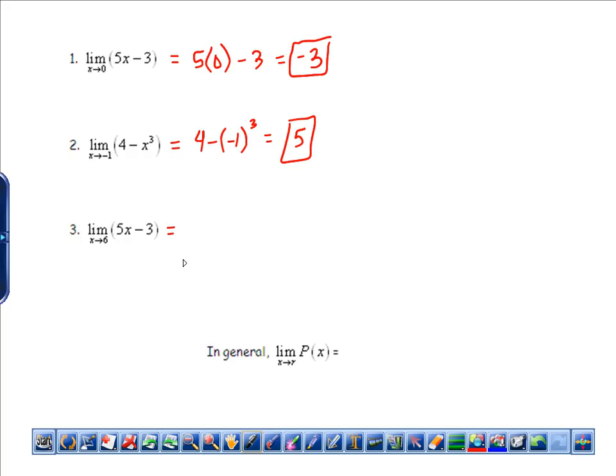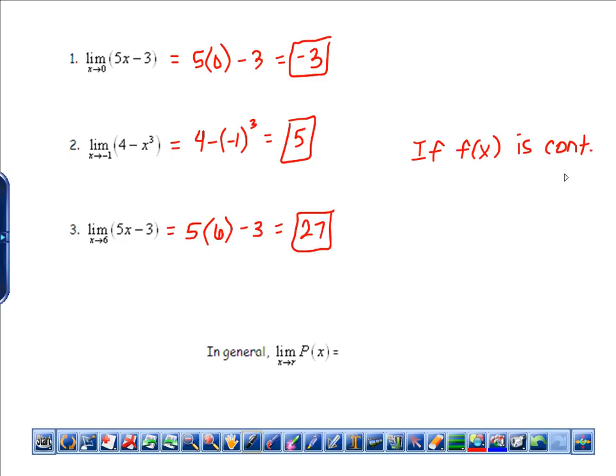So what do you think number 3 will be? You can either use your calculator or you can just plug it in. Plugging it in at this point is probably easier. And that's going to give you 27. So here's the thing. If f of x is continuous, and we know what continuous means, the slang definition would be you can draw it without picking up your pencil, then f of c is equal to your limit. Now if f is not continuous, then we'll deal with that in a minute.